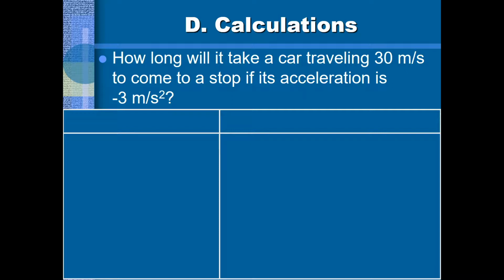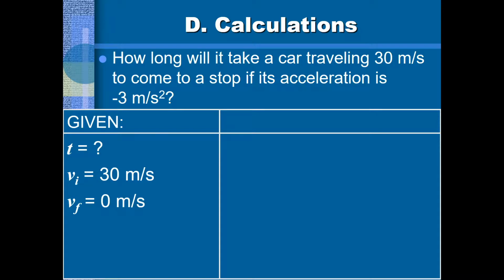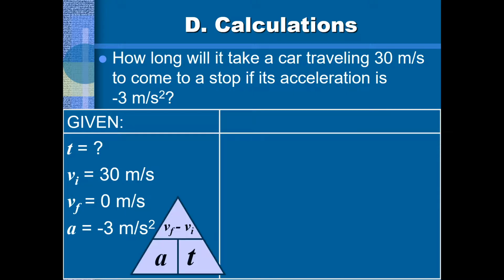So how long will it take a car traveling at 30 meters per second to come to a stop if its acceleration is negative 3 meters per second squared? So it says how long. How long is asking for time, so time is what we're trying to figure out. It says a car traveling at 30 meters per second. Well, that's its initial velocity. To come to a stop means that its final velocity is going to be 0. And its acceleration is negative 3 meters per second squared. So we're trying to find time.